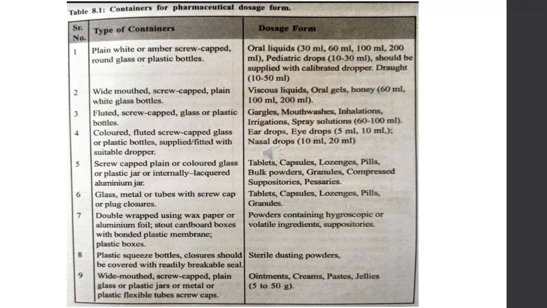Then we take the example of fluted screw capped glass or plastic bottles. So fluted, that means it is not to be consumed or taken internally. So the type of dosage form will be gargles, mouthwash or inhalation. Then we have plastic squeeze bottle. Closure should be covered with a readily breakable seal. So this type of container will be helpful in filling the sterile dusting powders.